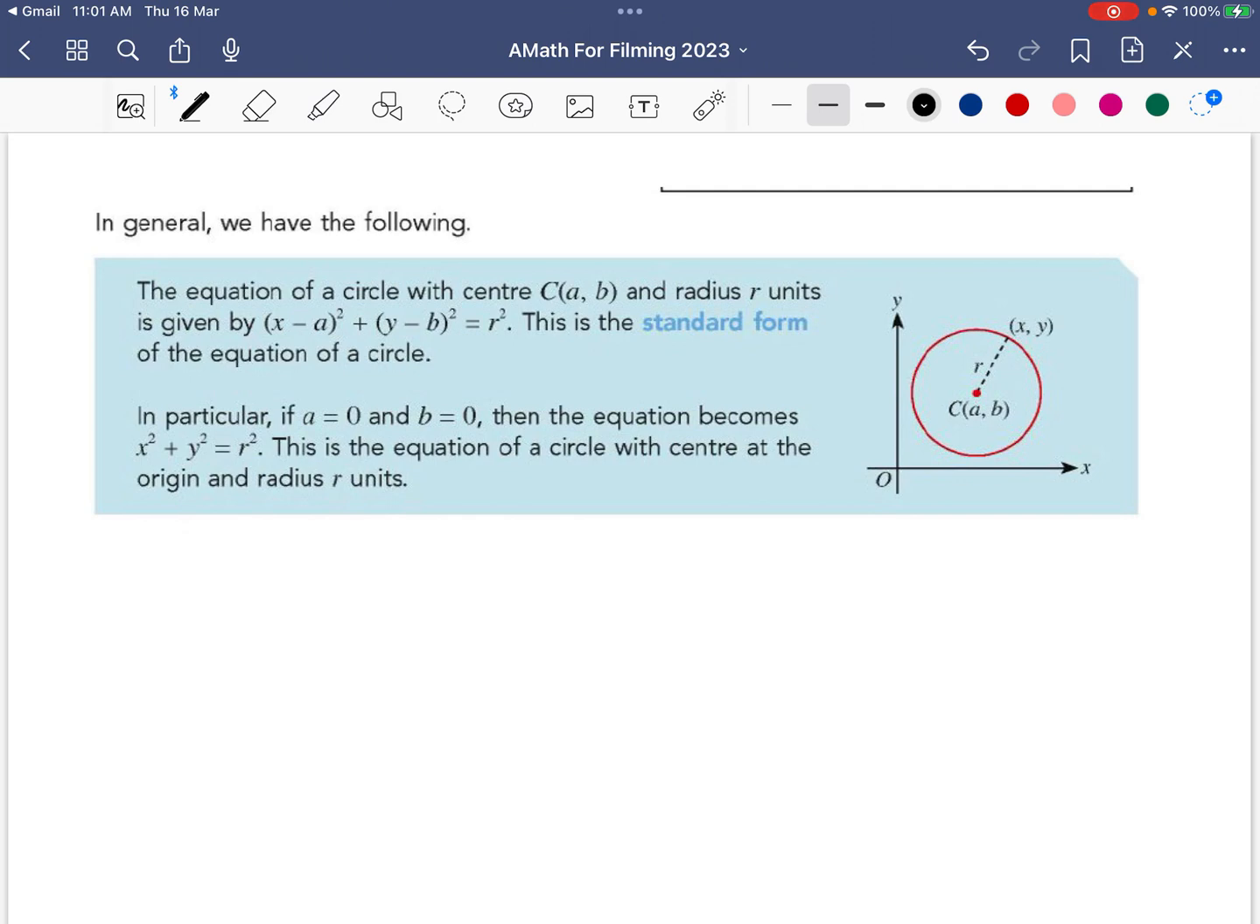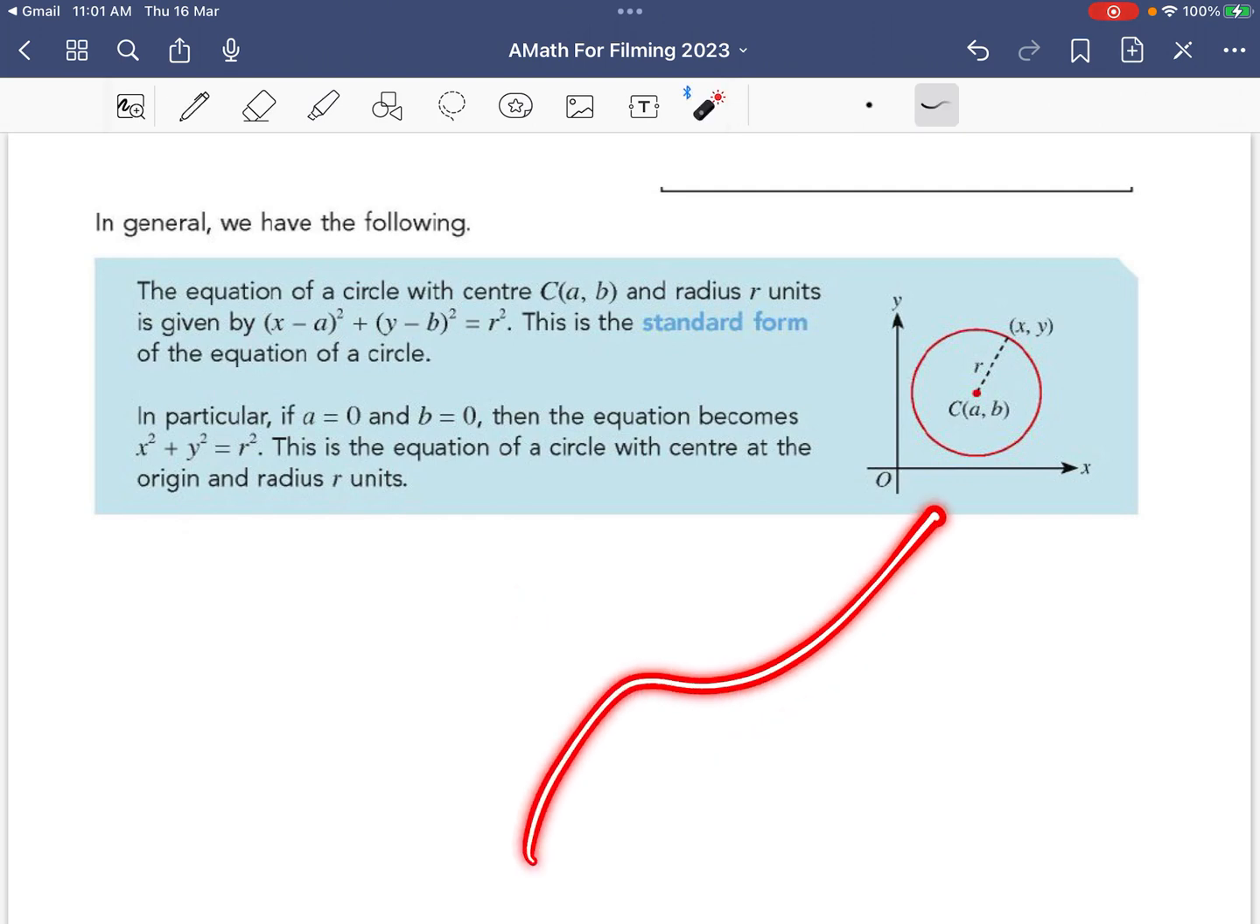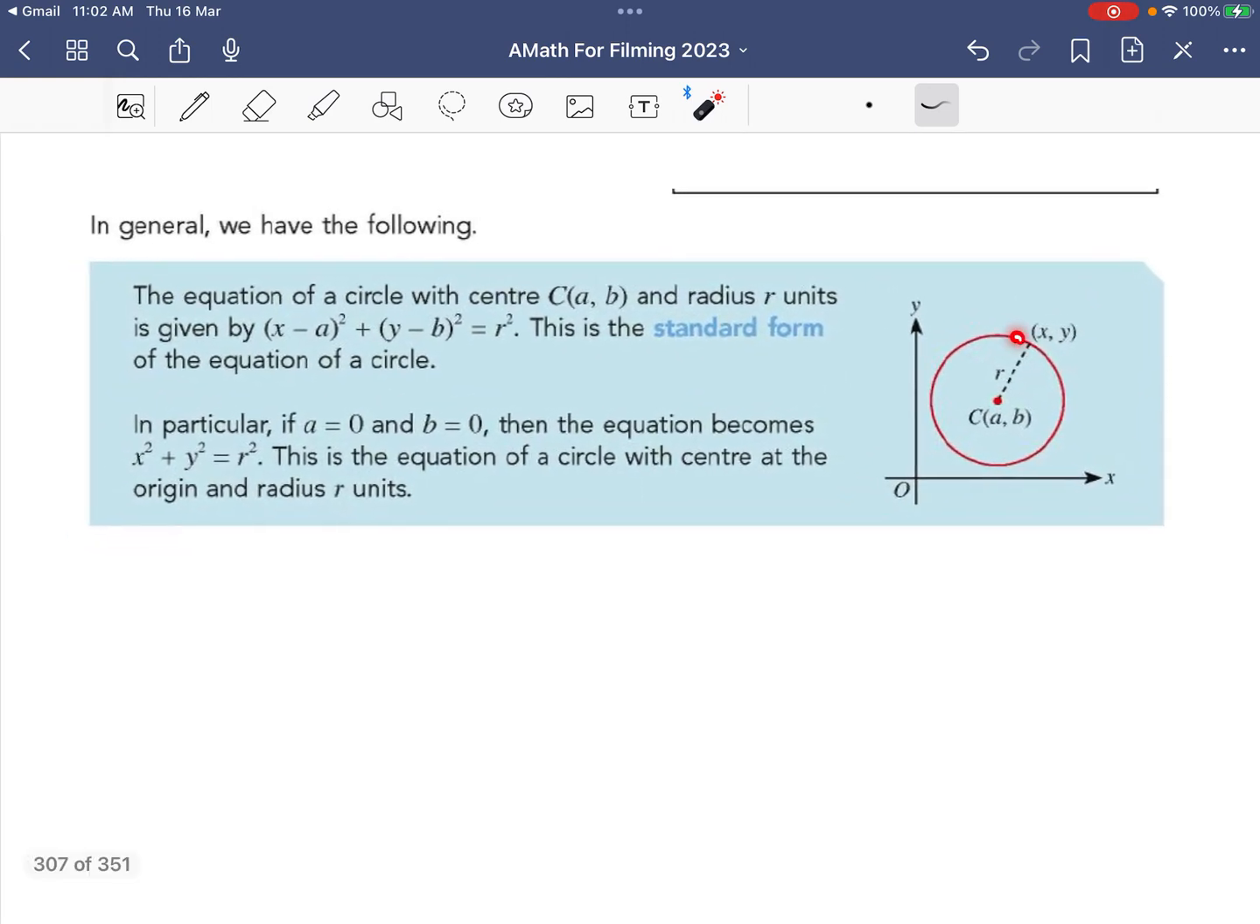So far, we have learned the equation of a quadratic curve, the equation of an x cubed graph, and we have also learned, for example, the equation of a straight line. So now today what we have is the equation of a circle down here. If you look at this diagram, there is a center, there is a and b. So the equation of a circle is given by this.